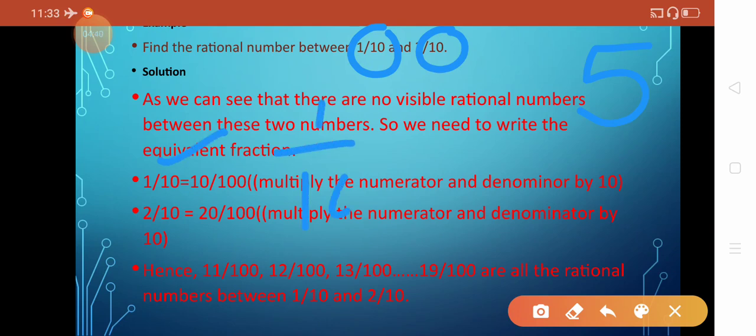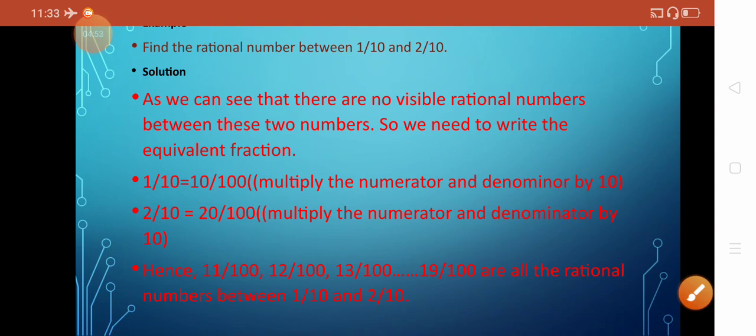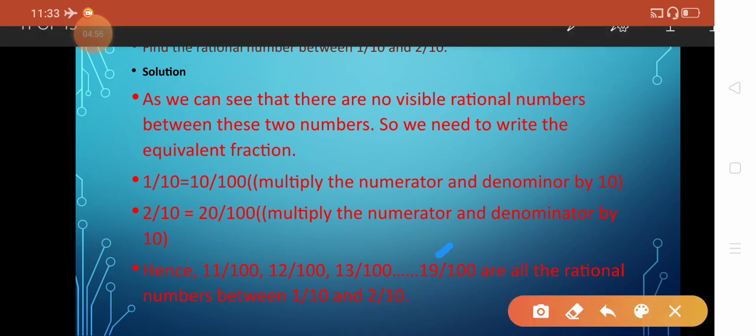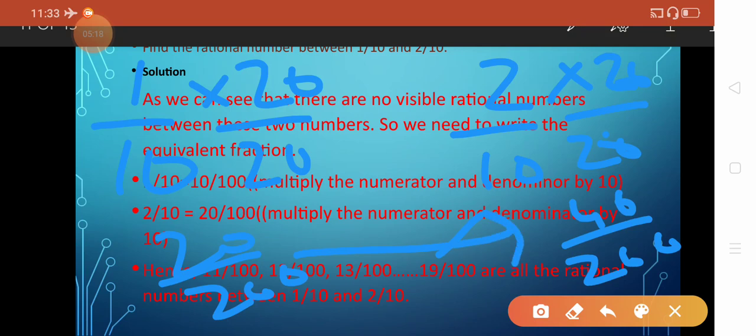So 1 by 10 multiplied by 10 becomes 10 by 100. Same with 20 by 100. So in between 10 by 100 and 20 by 100 we have 11 by 100, 12 by 100, 13 by 100 till 19 by 100; these are the rational numbers. If you have to find more rational numbers between these, you can multiply and divide 1 by 10 and 2 by 10 by 20. Here we come to 20 by 200 and 40 by 200. So many rational numbers are there in between.